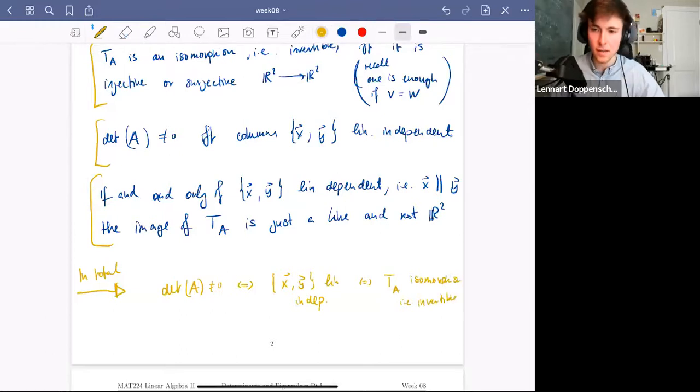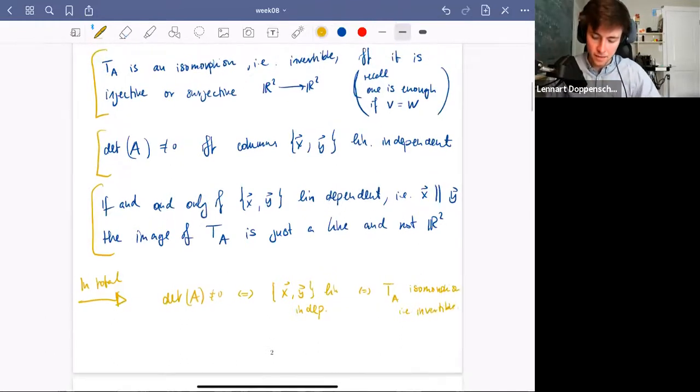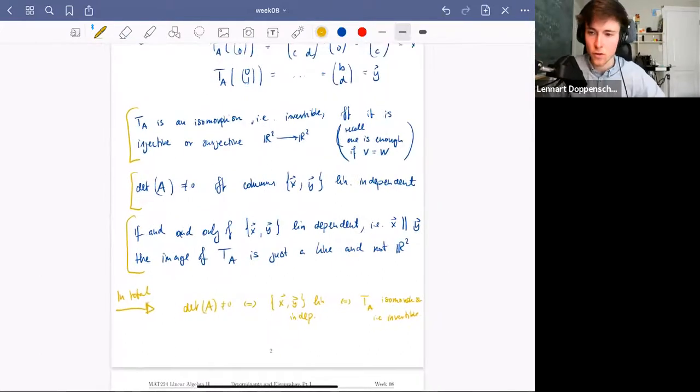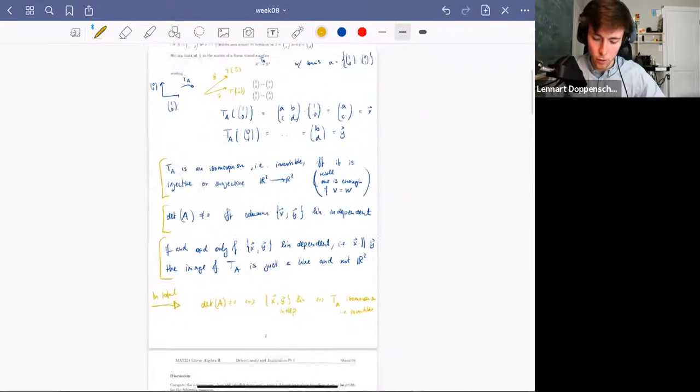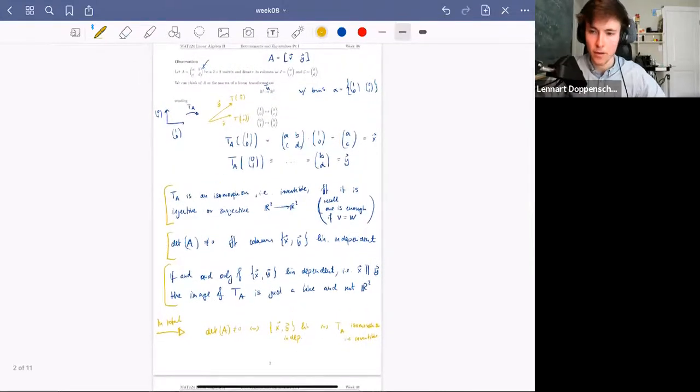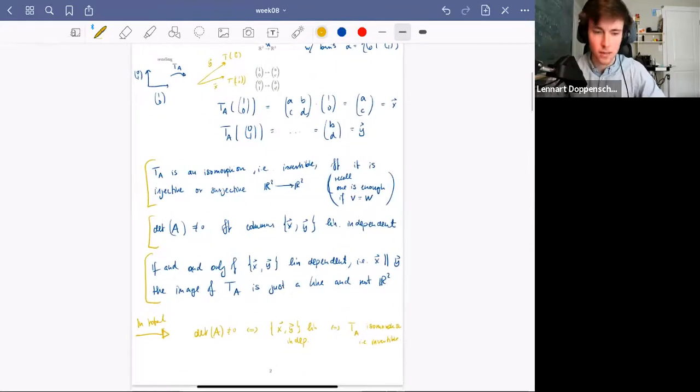The reason this is nice is that instead of trying to find the inverse or trying to show whether it's surjective, all we need to do, according to this observation, is to compute the matrix of the transformation, unless we already have it. Then compute the determinant, and then we know everything about the transformation: if it's invertible, if it's surjective, all these things. Any questions?